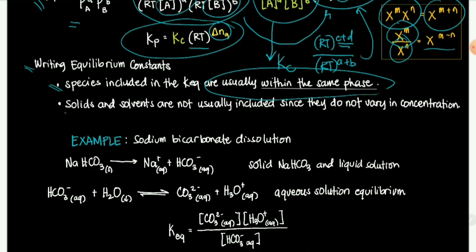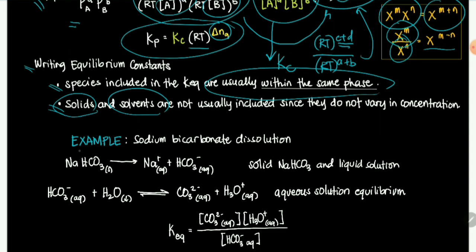Okay? For solids and solvents, they are not included in the equilibrium constant because the concentration of solids and solvents does not change with respect to their own phases. For example, the density of a solid does not change even if you decrease or increase its amount. So the concentration of a solid within its own phase is basically constant. The same goes for solvents. Even if you decrease or increase the solvent, its density stays the same at constant temperature, so its concentration does not change.